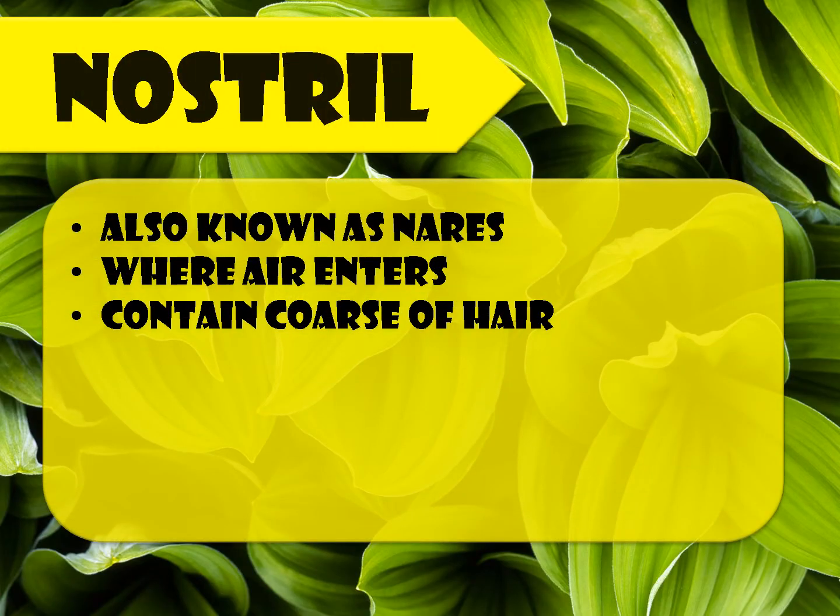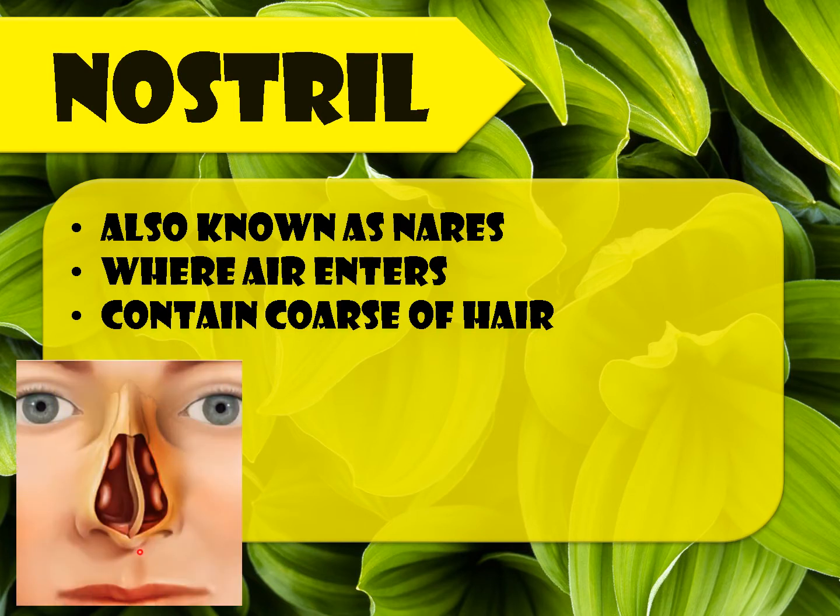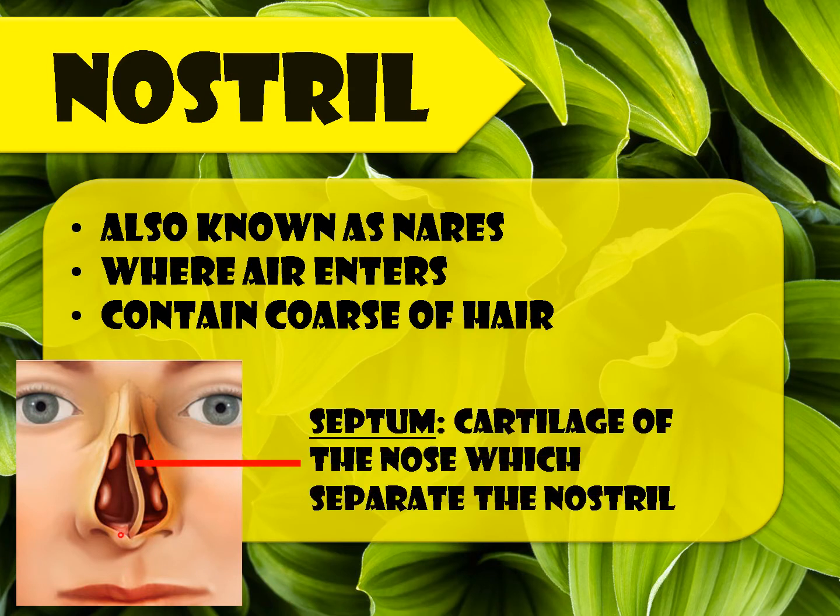Now we have the nostril. The nostril is also known as the nares. It is where the air enters. It contains a course of hair. Now this hair traps debris that can potentially damage the tissue of the lungs. Now we have two nostrils. These two nostrils are subdivided by a cartilage known as the septum.